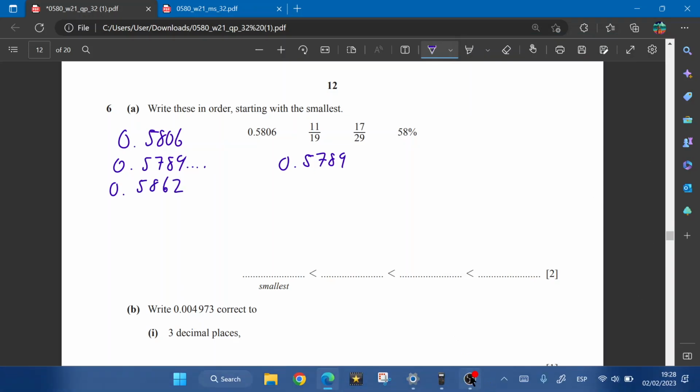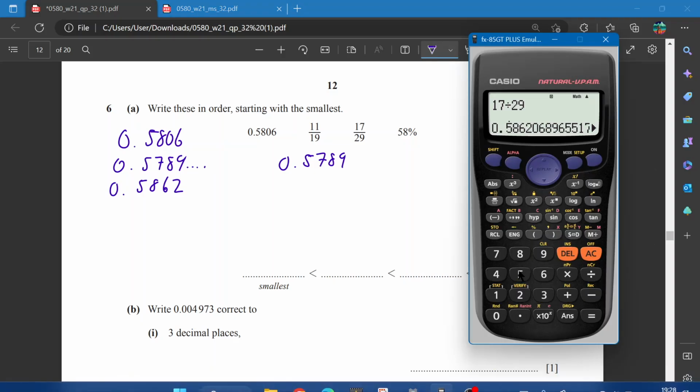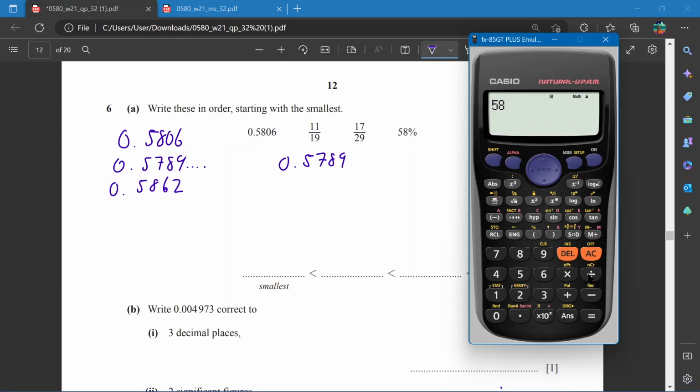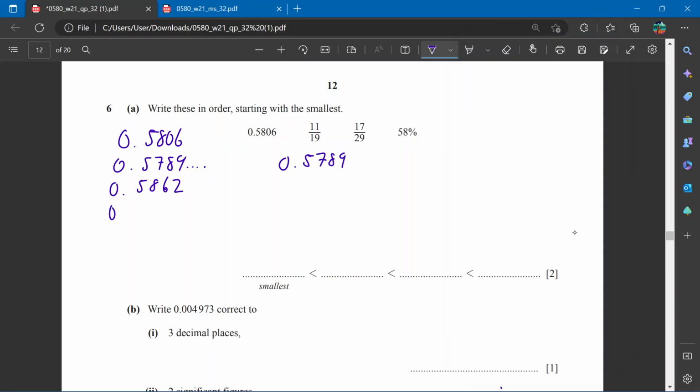Okay. And the last one, of course, 58% is the same as 58 divided by 100. 0.58. Okay, what you can do, you can add 2 zeros because it doesn't change the number. Okay, so this is on that side of the decimal to help you compare it. Okay, so make sure you do this right.